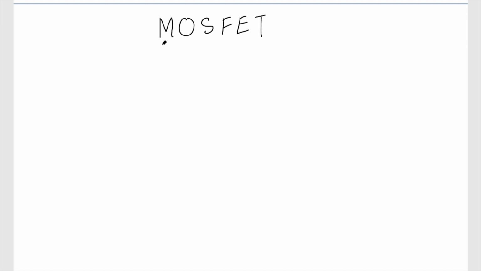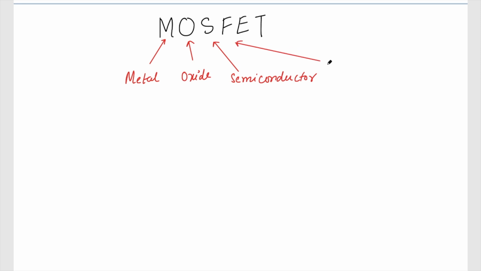As I was mentioning, in MOSFET, M stands for metal, then I have the oxide, and S for the semiconductor, and the F stands for the field, E stands for the effect, and of course the T is the transistor. The name of the MOSFET has definitely come from its structure.